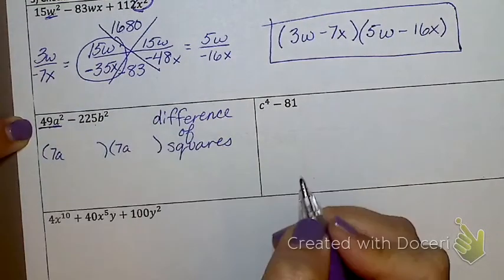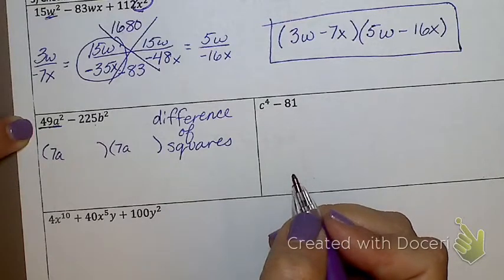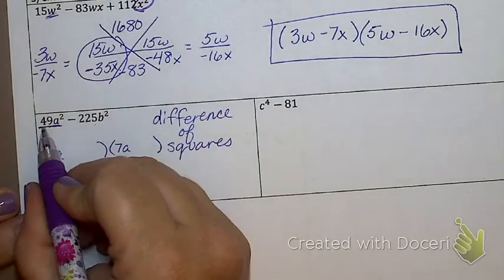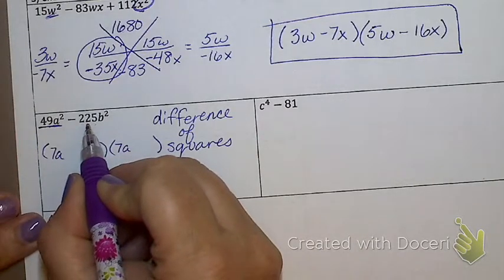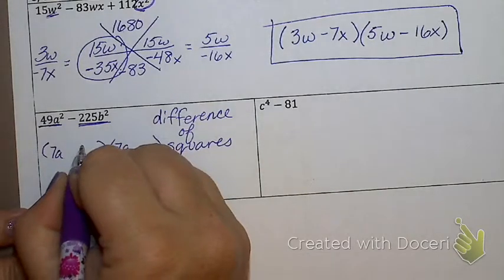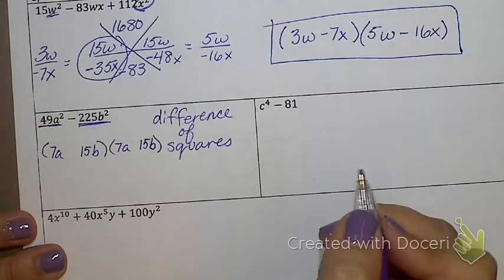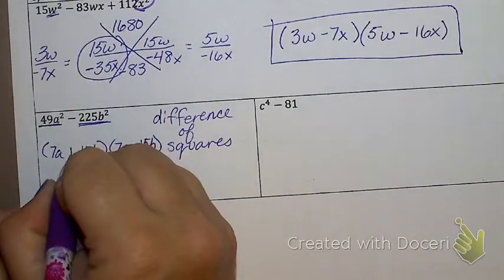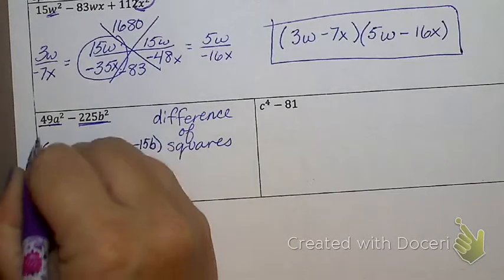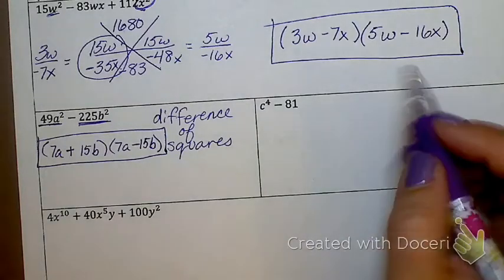So in the beginning of each parentheses, I write 7a. Again, you can use snowflake if you want to. This shortcut is way faster. Because truthfully, 49 and 225, I don't want to multiply on the top of my snowflake. What's the square root of 225b squared? 15b. And the difference of squares rule says make one of them a plus, one of them a minus, and you are done. Easy peasy? Okay.